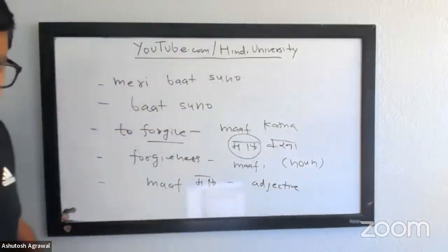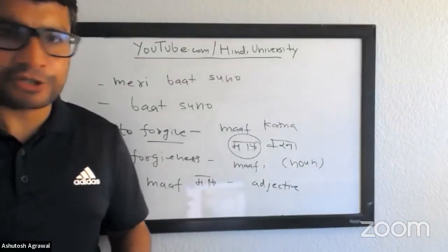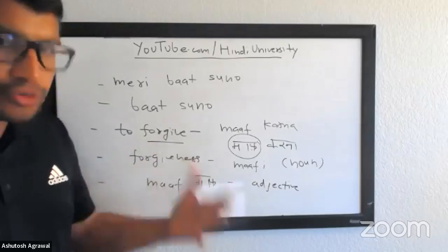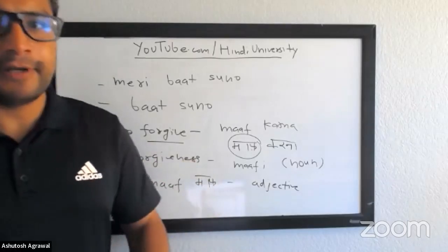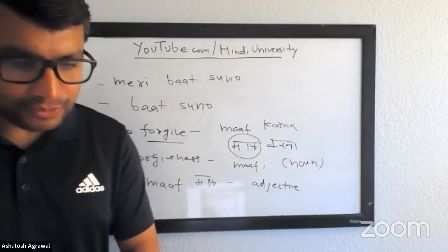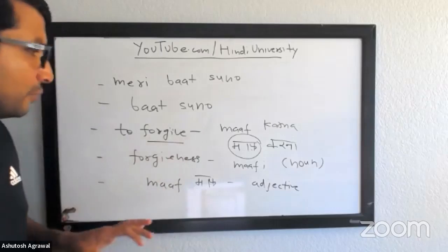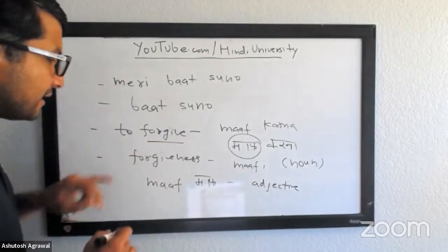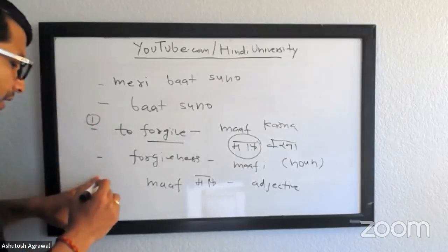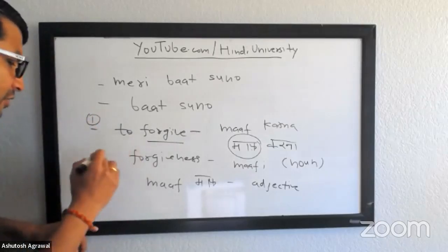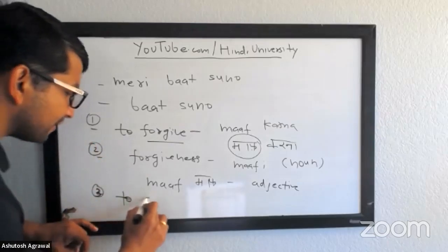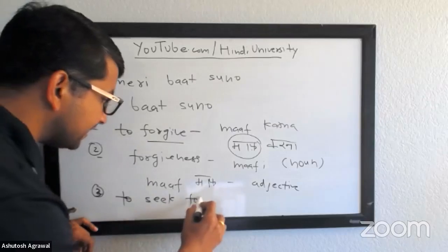So when you hear these words, it's just like in English or any other language. Hindi speakers also use the same term in different ways. They can use it as a verb, an adjective, or a noun. I'm going to go over all of them one by one. One is maaf karna, and we'll spend time on that. Maafi also, we'll spend some time on that. And the third one is to seek forgiveness.